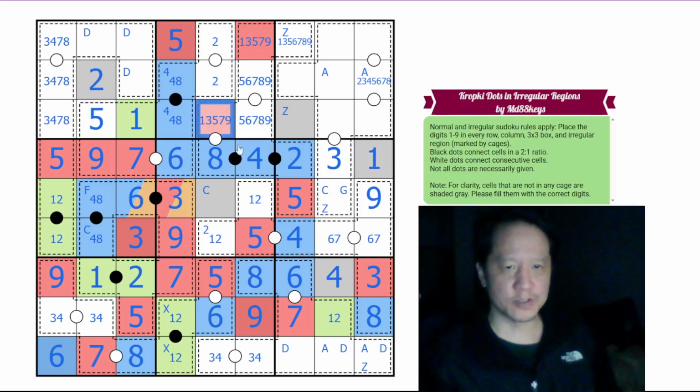We have 1 here. This cannot be 1, 3, or 5. It's 7 or 9 that's consecutive with it. This is 6 consecutive with 7. That eliminates 7 in the rest of the box. So this is not 7, that's 9.